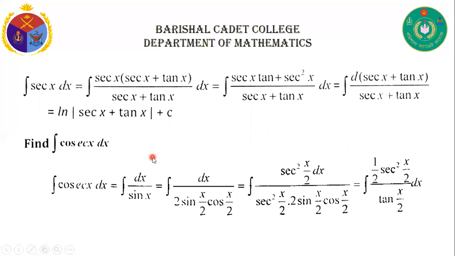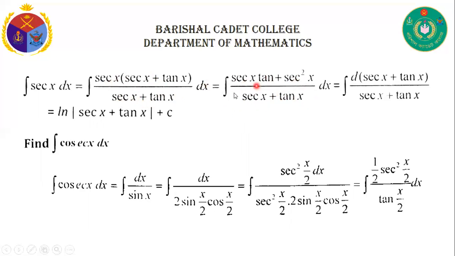alternative method. So the integration of sec x dx, we know that here we multiplied by sec x plus tan x divided by sec x plus tan x. So we multiplied sec x plus tan x in both numerator and denominator, and after multiplying we get that. Now if it is f of x, then the differentiation of f of x is sec x. The differentiation of sec x is sec x tan x, and the differentiation of tan x is sec square x.